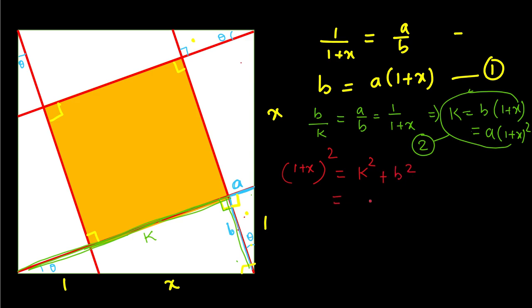And what is K square? K square is a times (1 plus x) whole square, so (1 plus x) to the power of 4 and a square, since we have squared this thing, plus b square. B square is a times (1 plus x), so a square (1 plus x) whole square. So you can see (1 plus x) whole square is common.